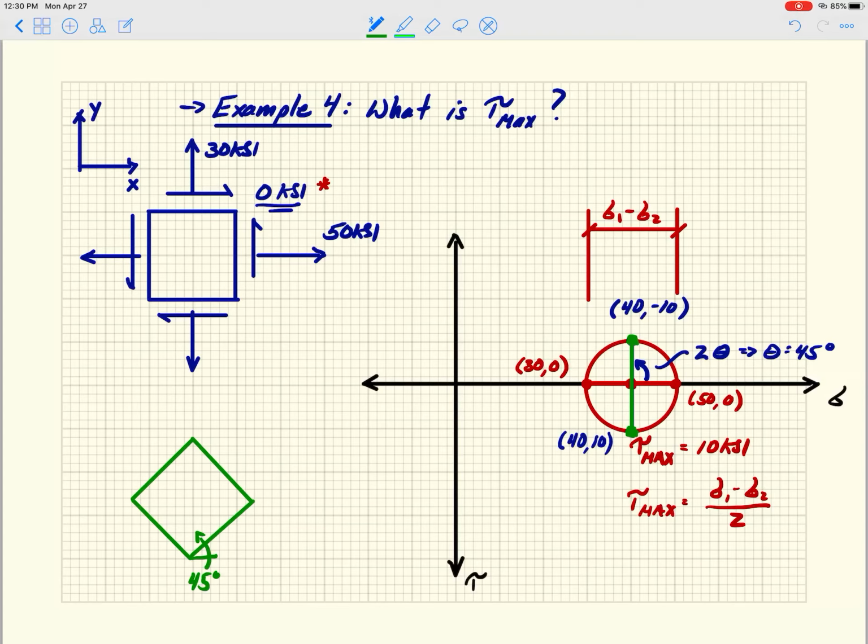45 degrees like that, okay? Now, on all faces, that would be the sigma coordinate, both faces are now 40 KSI. So this guy here, this guy here, this guy here, and this guy here. They're all 40 KSI.